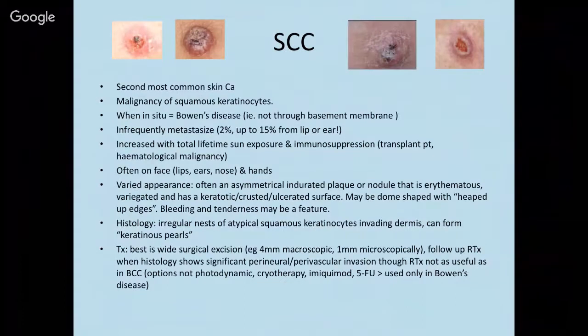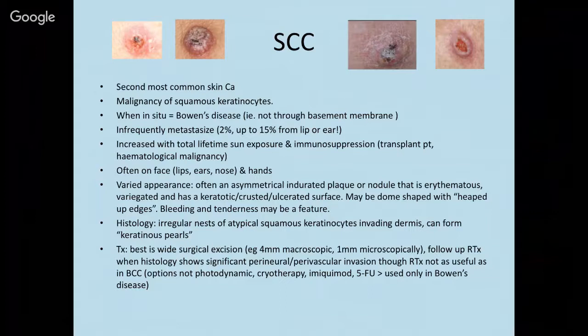SCC is the second most common. And that's a malignancy of the squamous keratinocytes, so higher up in the epidermis. When SCC is in situ, it's called Bowen's disease, i.e. it hasn't actually spread through the basement membrane. These do metastasize, even though infrequently, but they can, so about 2%, with 15% from the lip or ear, which are high-risk sites.